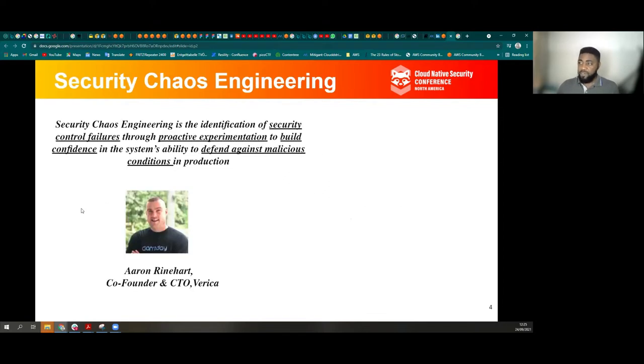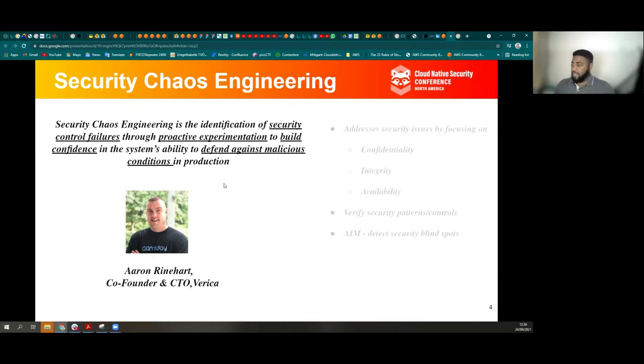But let's look at security chaos engineering. Security chaos engineering is defined by Aaron Reinhardt, who incidentally is the person who actually started thinking about how the principles of chaos engineering could be applied to cybersecurity. He defined it as the identification of security control failures through proactive experimentation to build confidence in the system's ability to defend against malicious conditions in production. It's a lot of words, but the key words in this definition are: security control failures, proactive experimentation, and defending against malicious conditions in production, right?